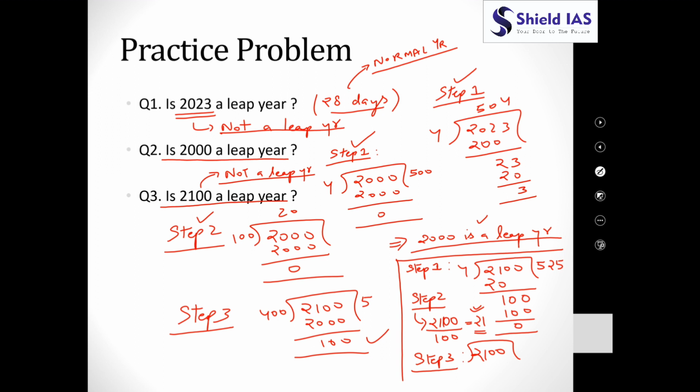However, if you just go with step 1, that if a particular year is divisible by 4, then 2100 is of course divisible by 4, but still it is not a leap year. Okay, so don't commit this mistake and always follow all the 3 steps.